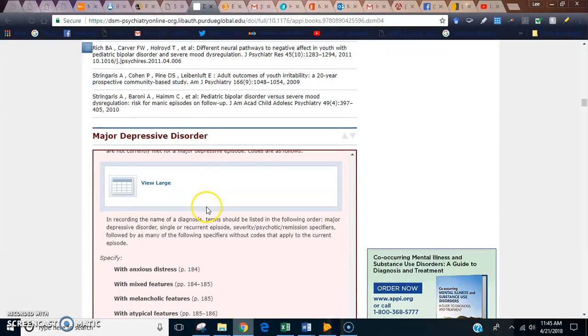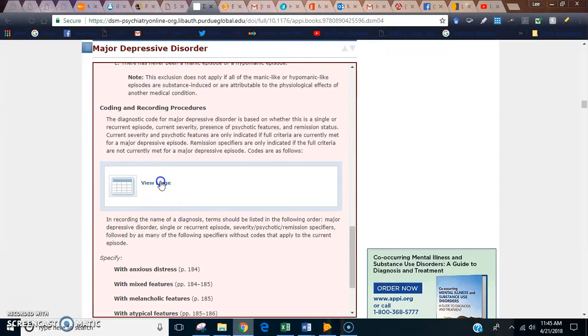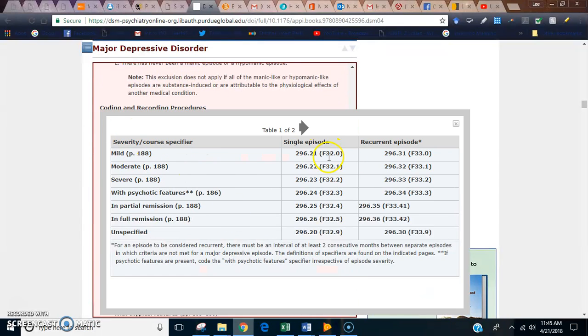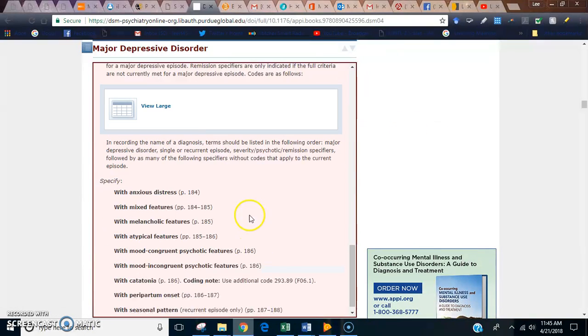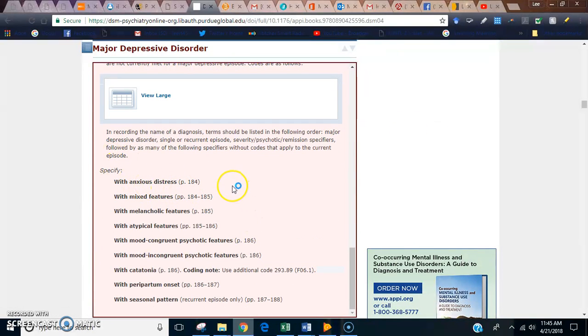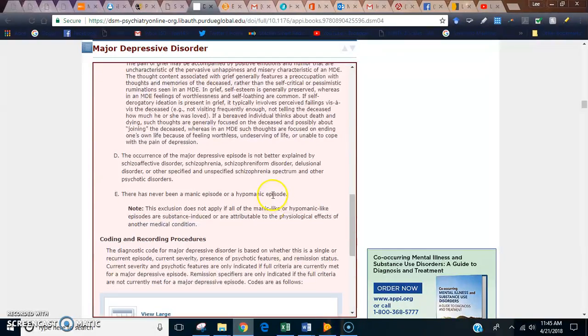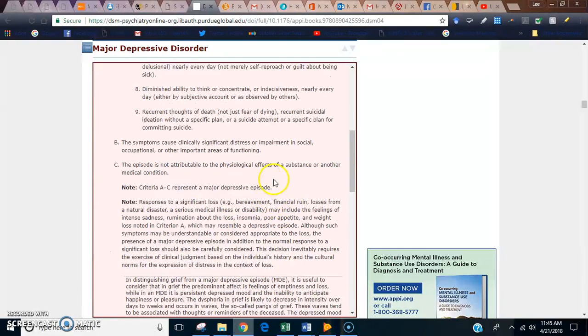And in terms of the coding, here they also have a severity index, as you can see, and here's the coding for single episode, recurrent episode, and all that. And then you could also do things like it shows that he has some anxiety or melancholic features and things like that. And just read it all out.